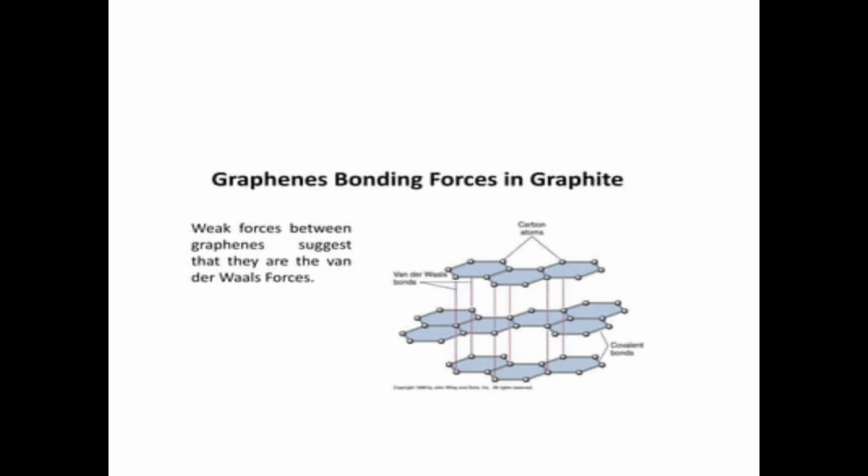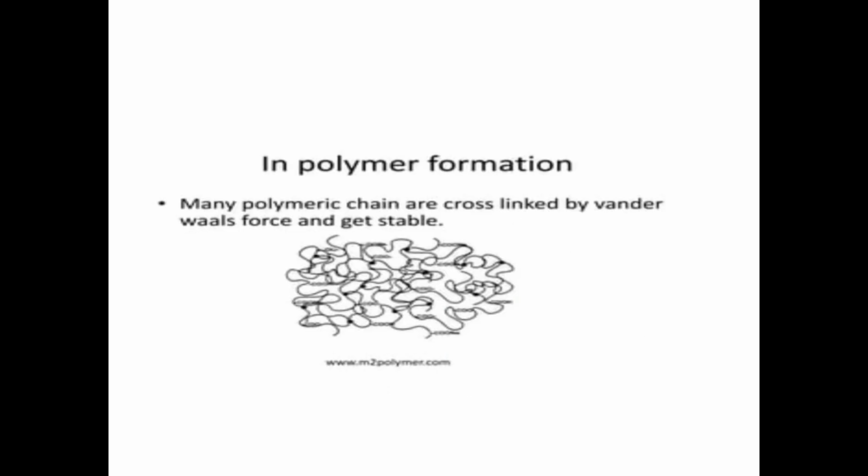The second one is they are found usually in graphene or graphite molecules. Of course, we know that graphite has a slippery nature, and that's why it can be used in lubricating oil. The slippery nature of graphite is usually attributed to the weaker forces between its molecules, which is attributed to the van der Waals forces. And of course, they have importance in polymer formation.